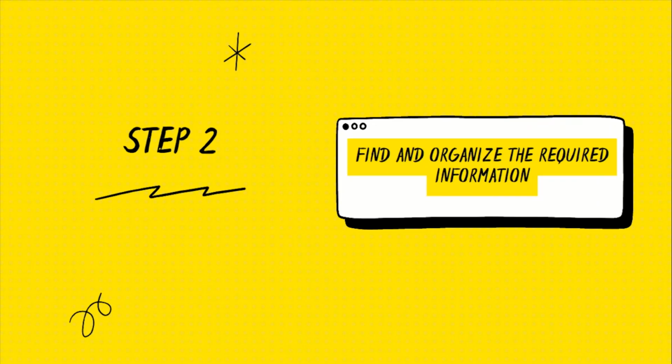The second step is to find and organize the required information. Find and document all the information according to your system. Suppose you want to create a database for an e-commerce system. Here you need to think about the entities, which will be products, customers, orders and so on.